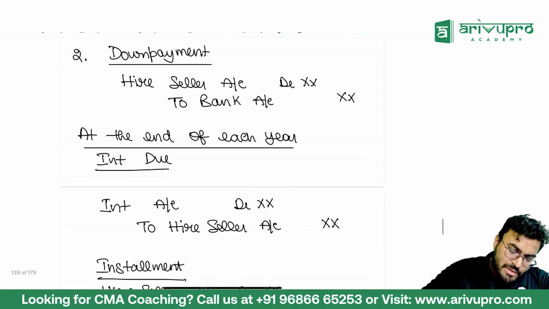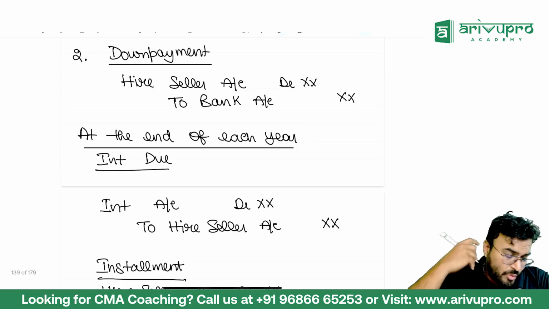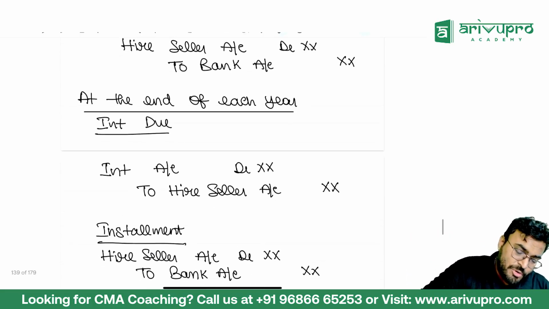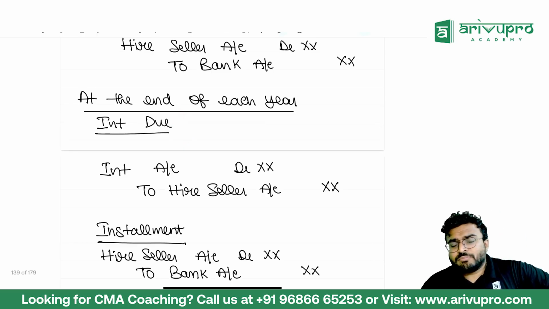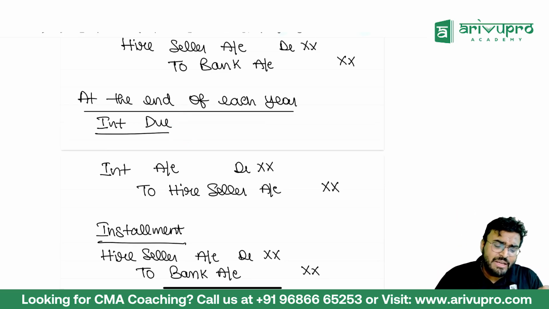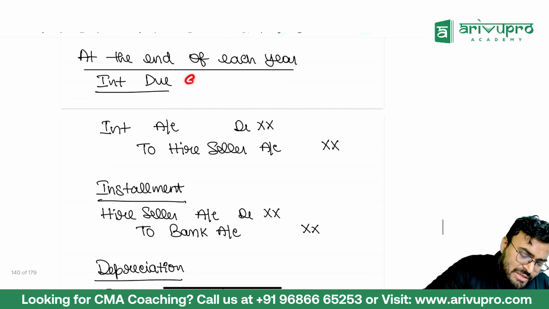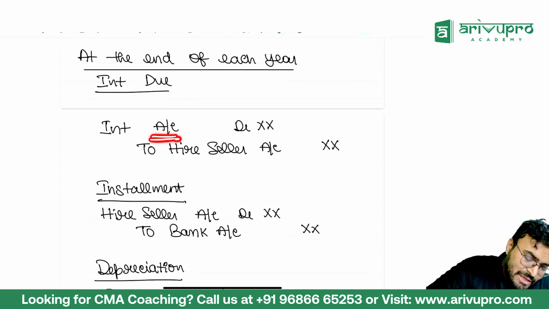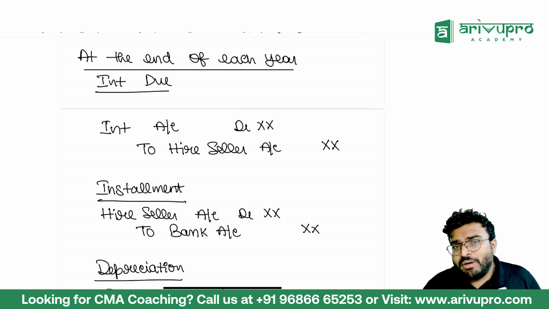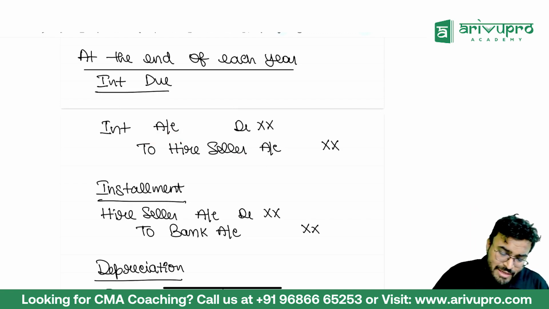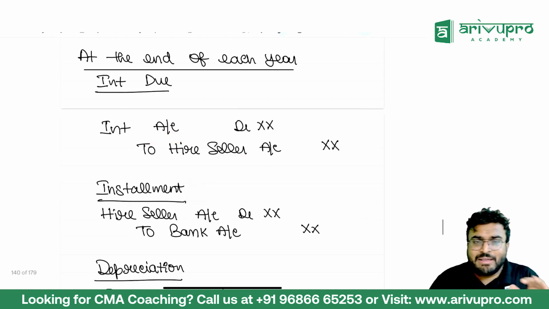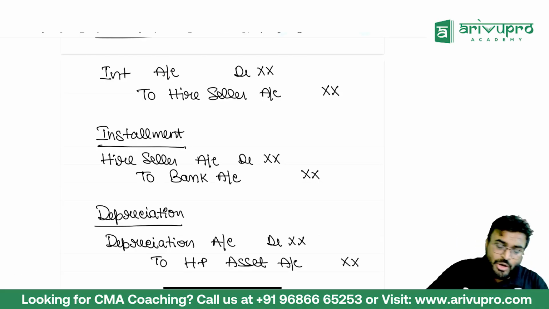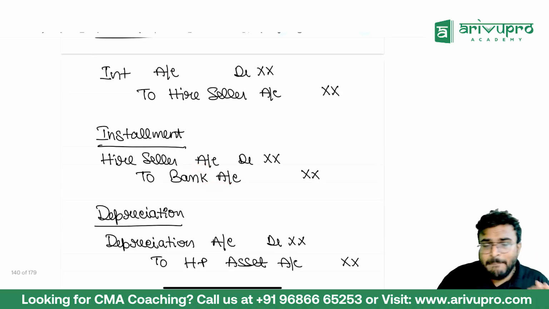Clear? Next, at the end of each year, what are you supposed to do? First, you are supposed to calculate interest due. Interest is an expense for you because you are paying late. So interest account debited to hire seller account. Next thing is installment. What you are going to do? You are going to make the payment. So hire seller account debited to bank account.